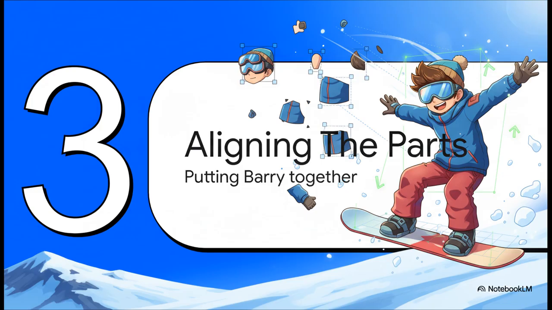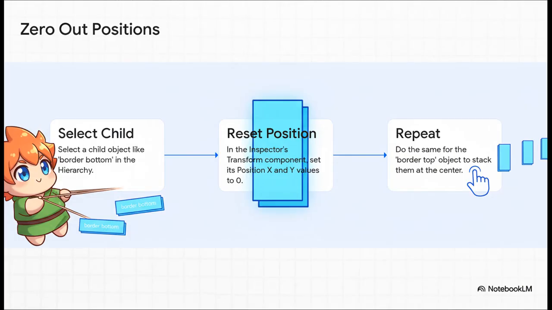Okay, time to solve this alignment puzzle and finally put Barry back together. In this section, we're going to do 2 things. First, we'll snap those floating body parts back to the center where they belong, and then we'll do some fine-tuning to actually assemble our snowboarder so he looks like a snowboarder. And you'll be happy to know this is a really easy fix.